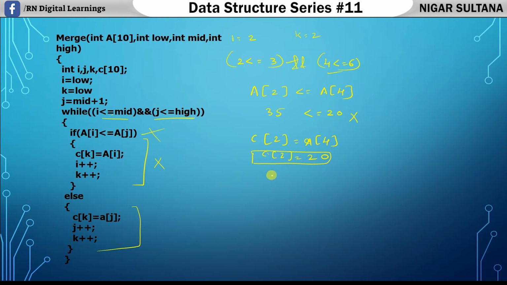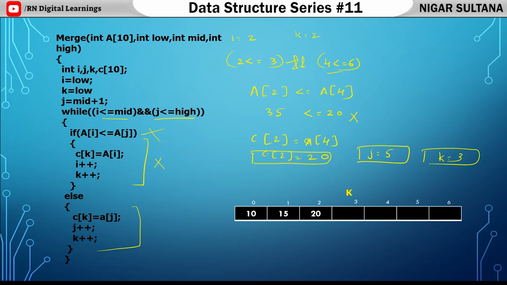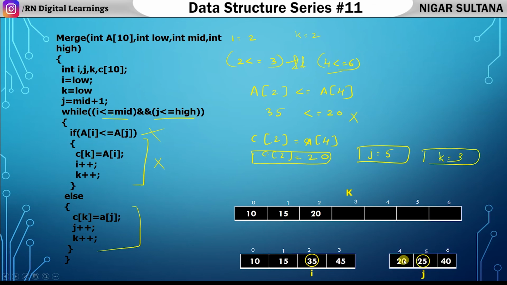Next, increment j and k. The j value was 4. Now the j value has been incremented by 1, that is 5, and increment the value of k. K has been incremented, that is 3. See now, C of 2 is holding 20, then j has been incremented. Earlier it was at the 4th position, now it has been incremented and will be placed at the 5th position.